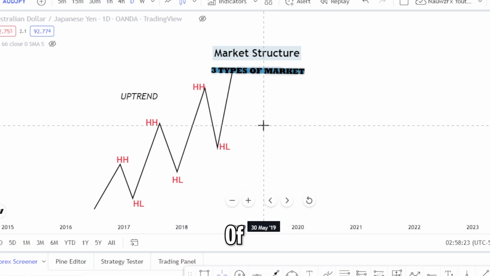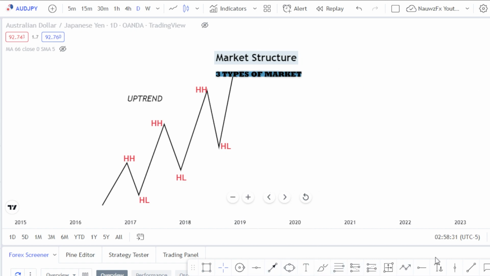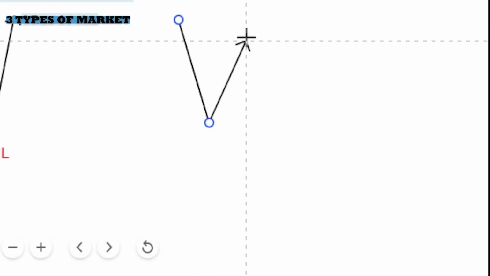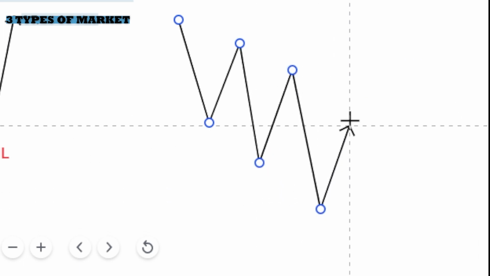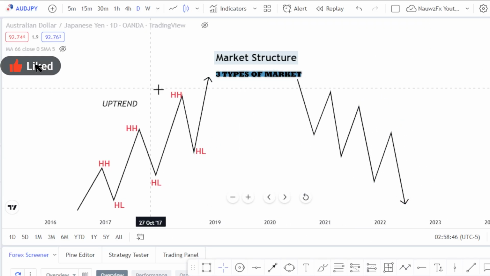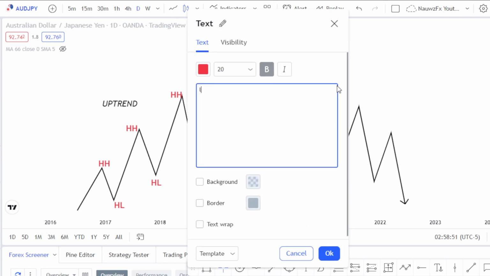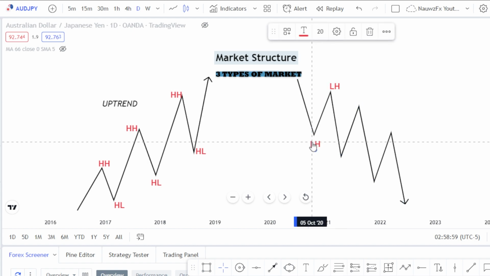So the second type of market structure that we have is a market that is in a downtrend. So let's take a look at that quickly. In a downtrend, we have a market that makes lower lows, lower highs, lower lows, lower highs, lower lows, lower highs, and lower lows, and so on. So let's label that also. Let's borrow this and relabel this. So that's a lower high. And this right here is a lower low.